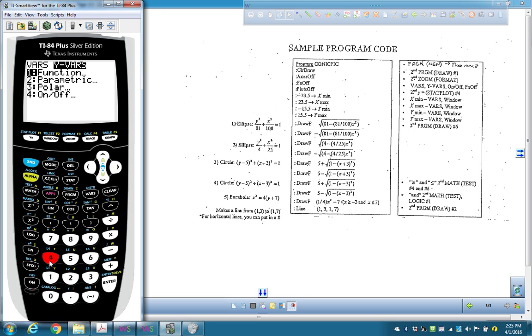So I'm going to hit 4, and then I'm going to hit 2. Vars, Y vars, FN off. Wait, one more time. Vars, Y vars, on off. Okay.